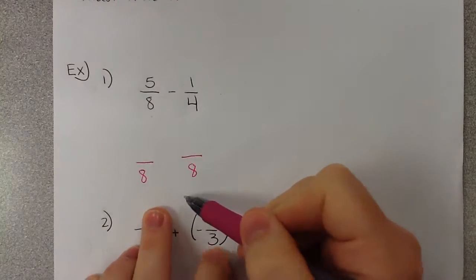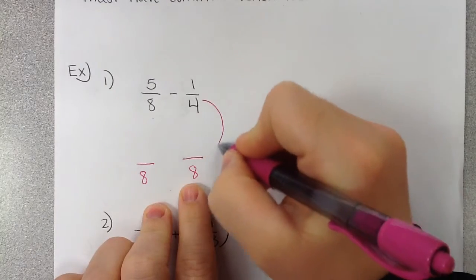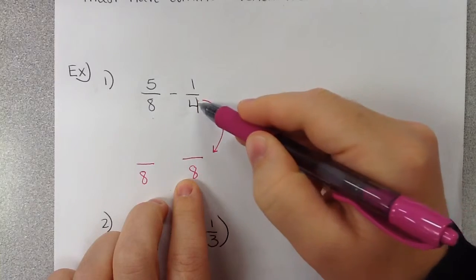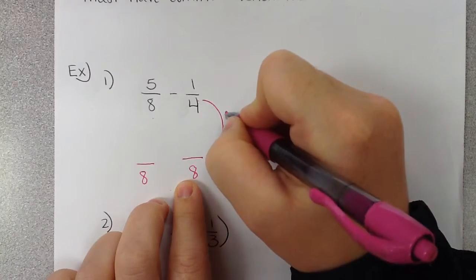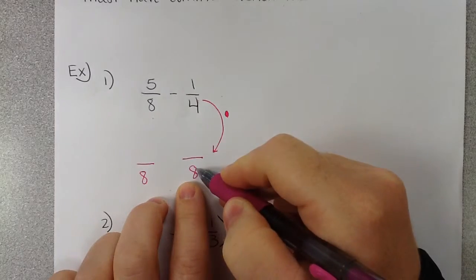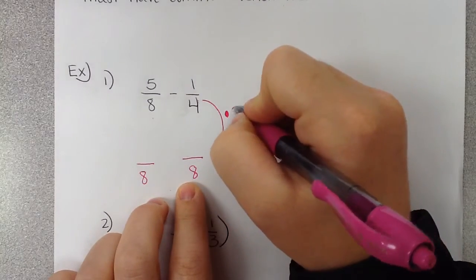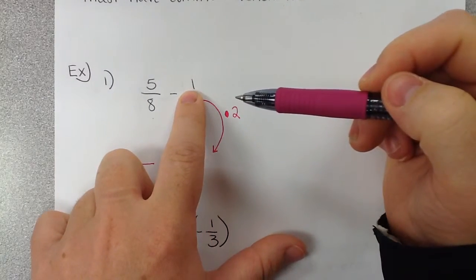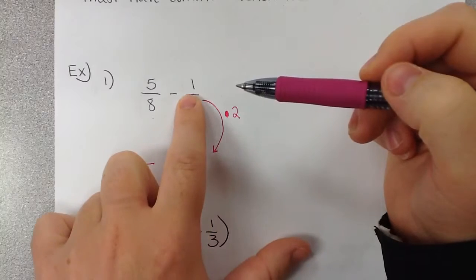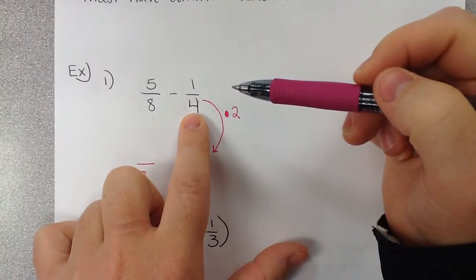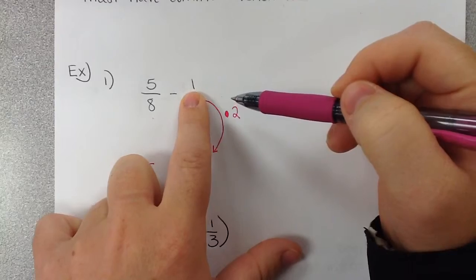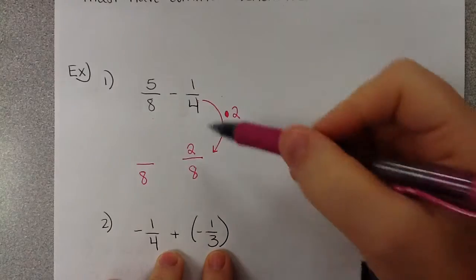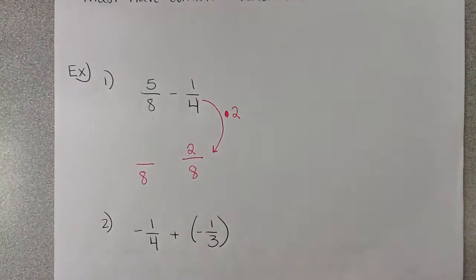Now, if I change the bottom here, the 4 became an 8. How do you make 4 an 8? You're multiplying. What do you multiply 4 by to get to 8? 2. So what I do on the bottom, I must do to the top number. If you change the bottom number, you have to change the top. So 4 times 2, thus I must do 1 times 2 is 2. So I multiply top and bottom by 2, and it now becomes 2 eighths.